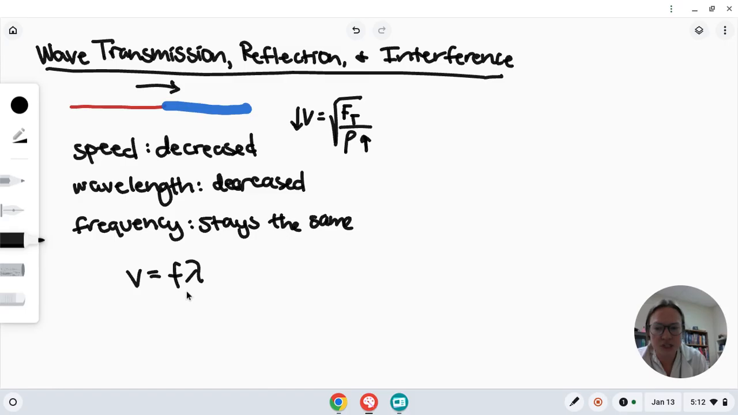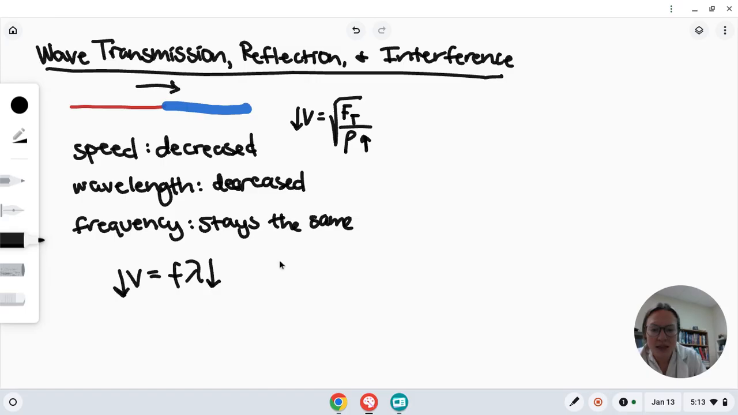I want you to check this out. If the speed of the wave decreases when it goes from a lighter medium into a heavier medium, so speed goes down, but the frequency stays the same because waves can't pop in and out of existence, then the wavelength must also decrease in order to keep this equation true.